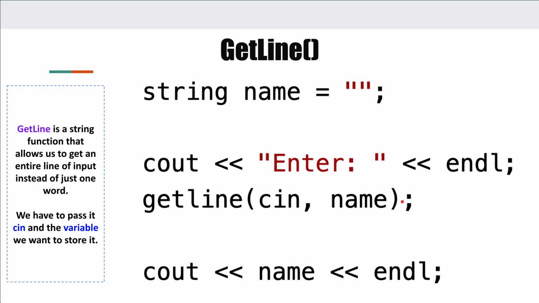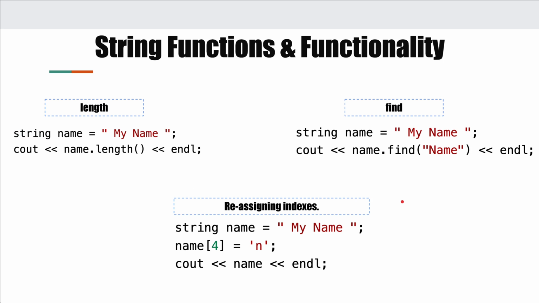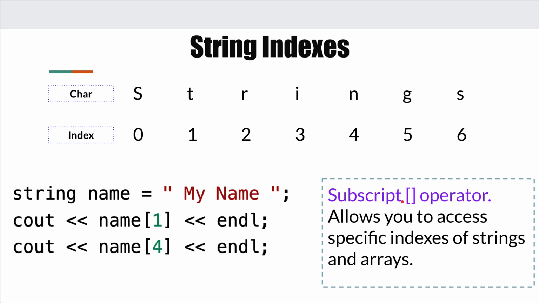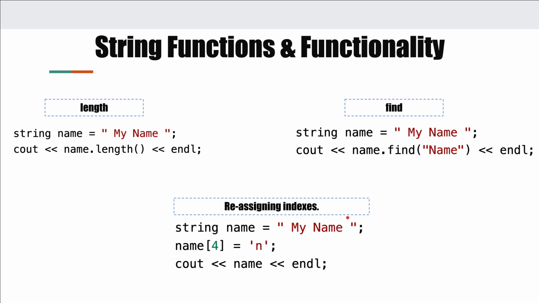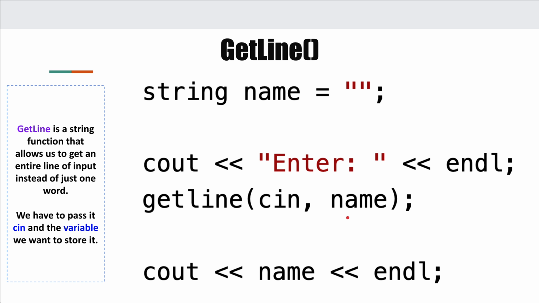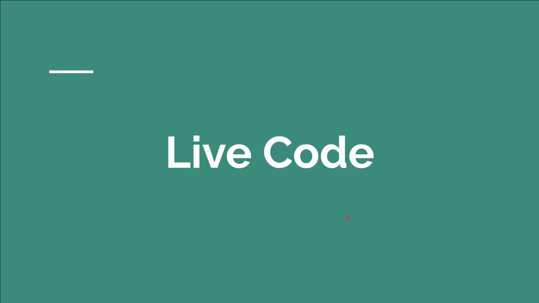Okay. Now that was a lot of new stuff. All right. So we are going to do a live code, but recap: strings have indexes. We can use a subscript operator. Strings have functionality. They have functions attached to them. Two of the most important ones so far are .length and .find, okay? And then we can also get entire sentences. So let's try and combine that into a bunch of pieces here, okay, in our live code.